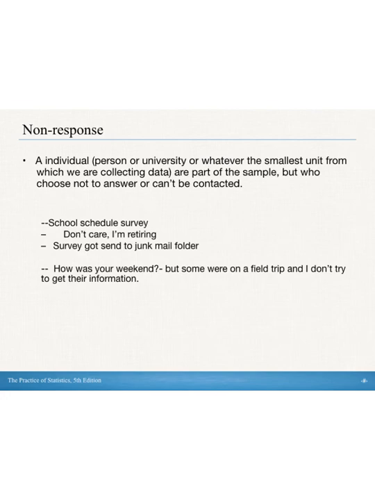So non-response is when an individual, whether it's a person or university or whatever the smallest unit from which we're collecting data, has been deemed part of the sample, but who chooses not to answer or can't be contacted. So for example, teachers recently were asked to take a survey about changing the schedule, and someone might choose not to answer it because they don't care, they're retiring, or the survey got sent to the junk mail folder. We were all part of who was supposed to answer the questions. In this case, it was a census, not a sample. But still, non-response would create perhaps some issues with getting clear information.